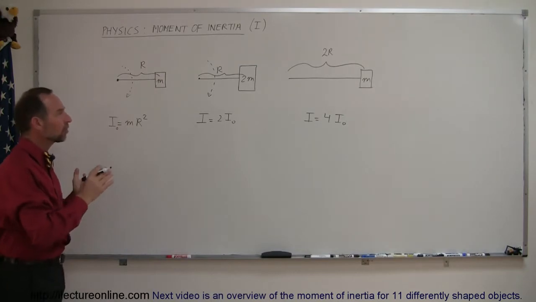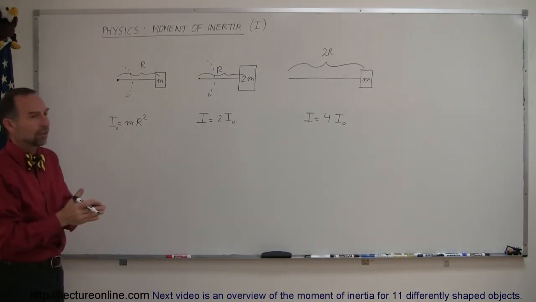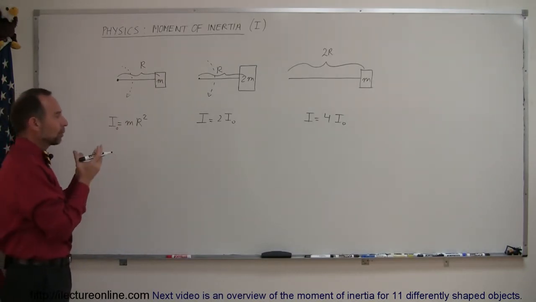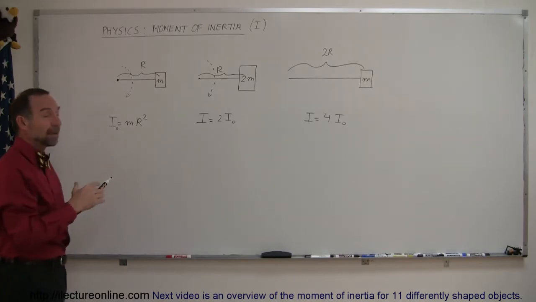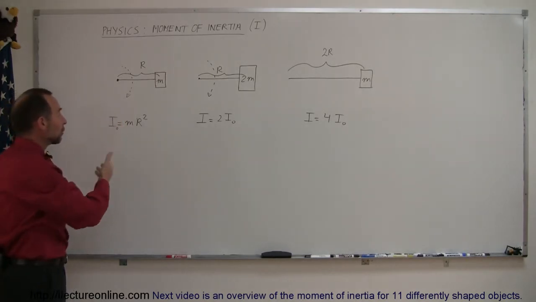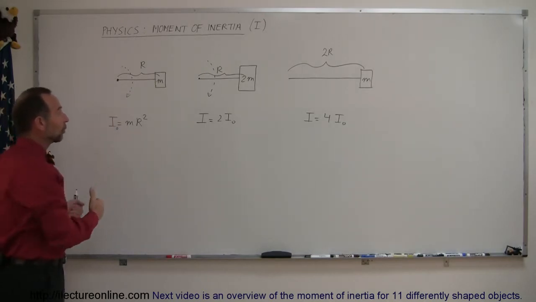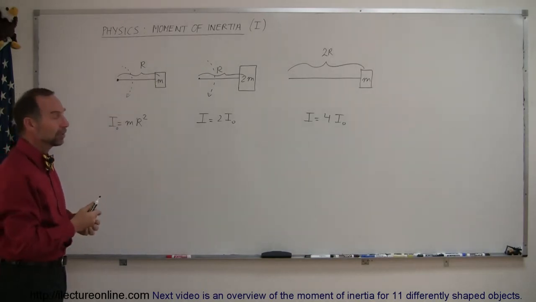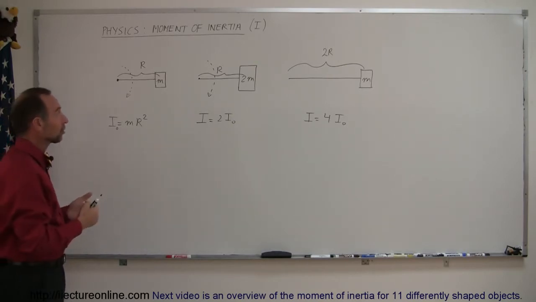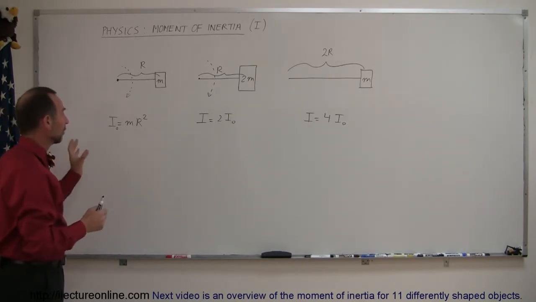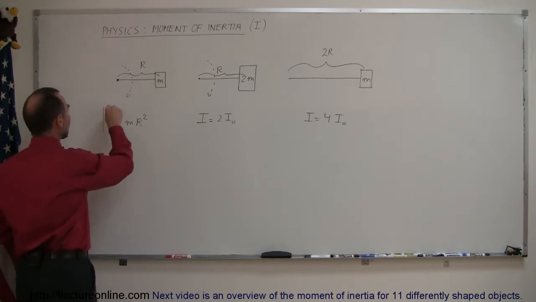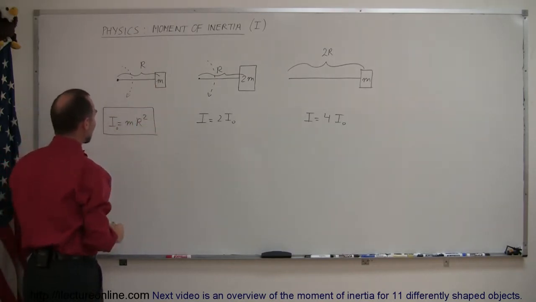So this is to help you illustrate what moment of inertia is. It is the quantity that makes it difficult for the object to be rotated. The bigger the moment of inertia, the more difficult it is to get it to rotate, the more effort it will take, and we'll talk a little bit more about how that effort is expressed in terms of physics. But the general equation always is that the moment of inertia of any object is mr squared.